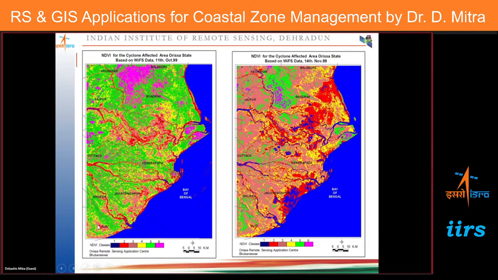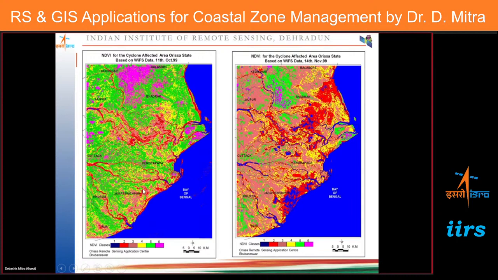The ranges have been given multiplied by 10. Though the actual value is -1 to +1, to see whole numbers it has been given like this. So the more the values are towards 5 or 6, the better the health. You can see the Bhitarkanika mangrove forest here, along the coast. This is the mangrove forest where the NDVI values are 6 or 5, all the coastal vegetation.